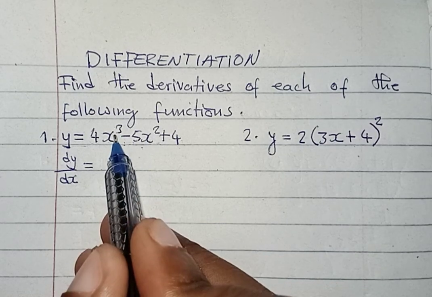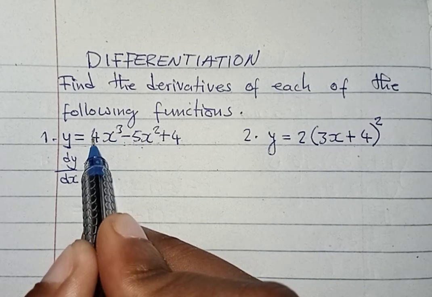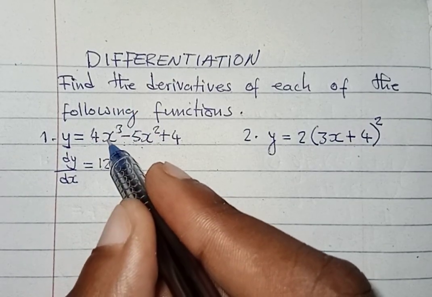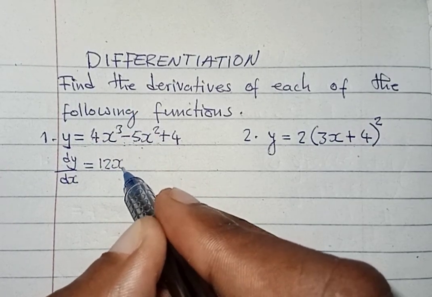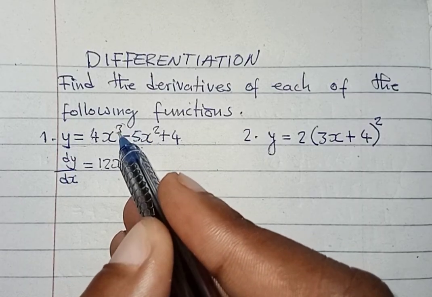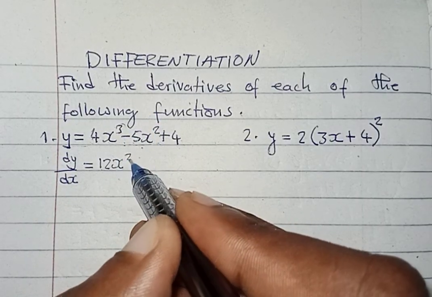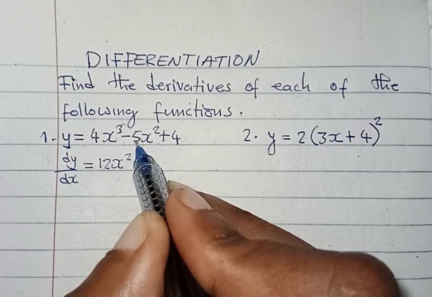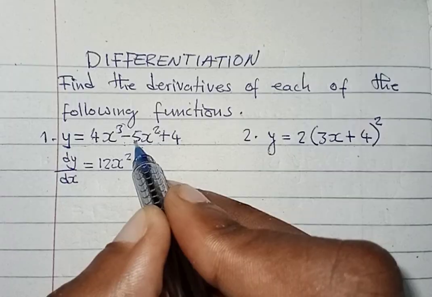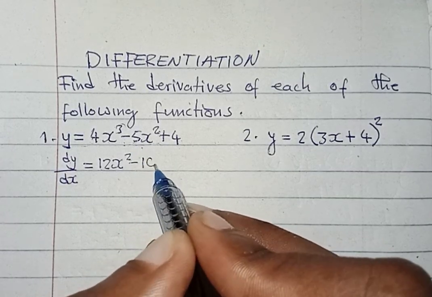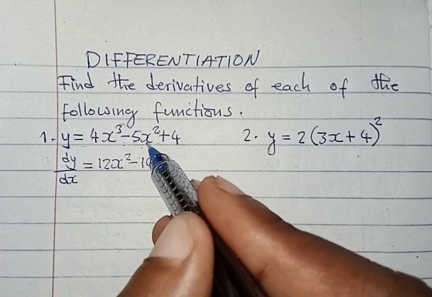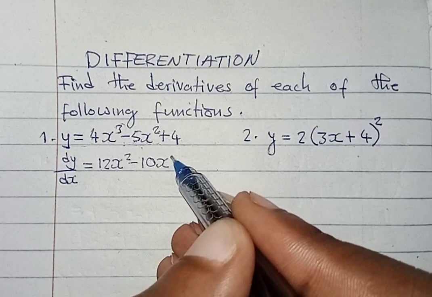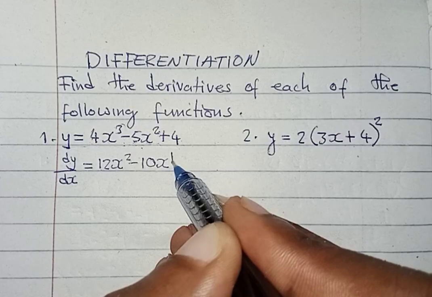So to differentiate, we multiply this power by the coefficient. 3 times 4 is 12. Then we drop this x. Then you reduce the power by 1. 3 minus 1, we get 2. Going to the next term, the power is 2, the coefficient 5. 2 times 5, we have 10. We drop the x, reduce this power by 1, 2 minus 1, we have 1.